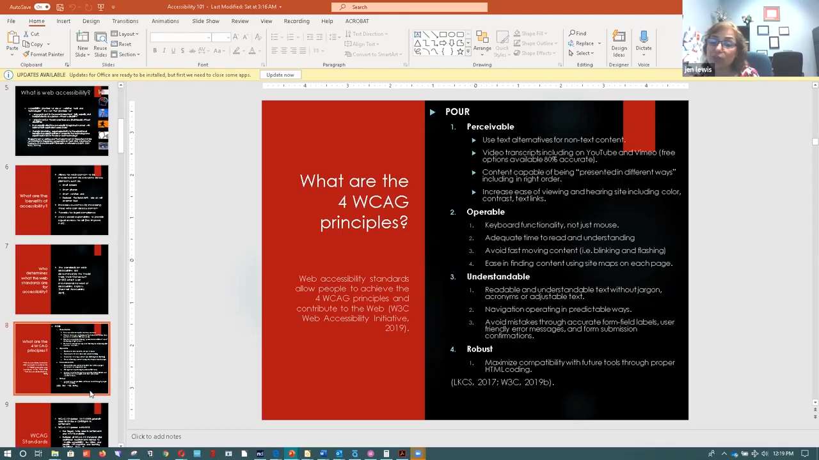You're also going to want to look at, and this is more from a developer standpoint, they want the coding to be there, the HTML coding.